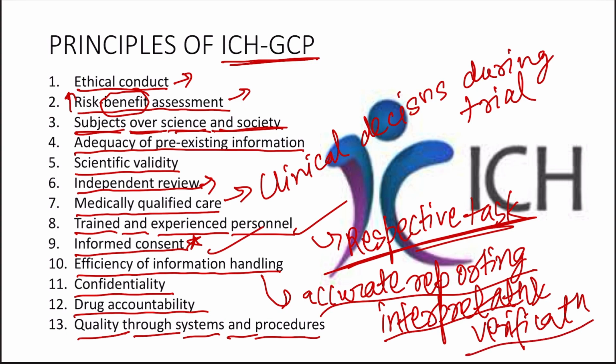Next is confidentiality. So the confidentiality means to protect the privacy of the study participants. So the confidentiality of all the records has to be maintained. Next is drug accountability. The products which we are using in the trial, like the products which we are testing in the trial, these investigational products should be manufactured, handled and stored in accordance with applicable GMP, that is good manufacturing practice.